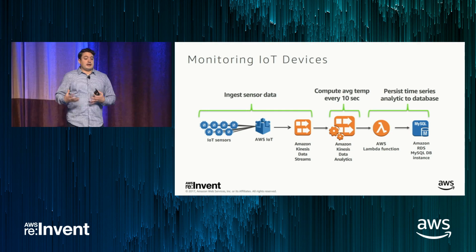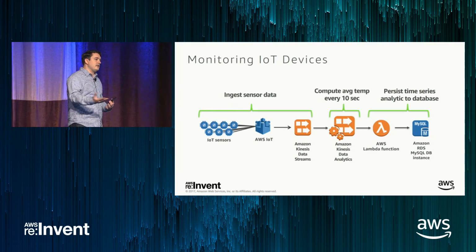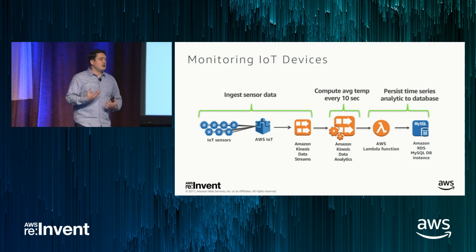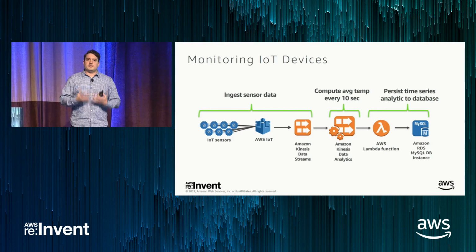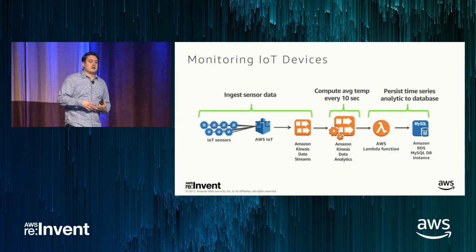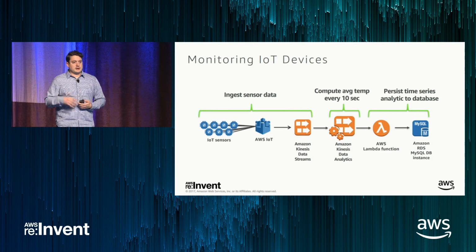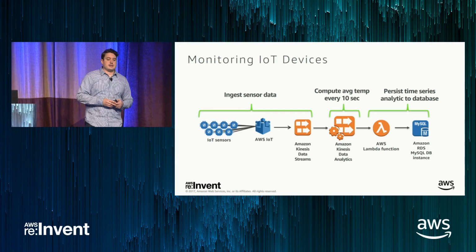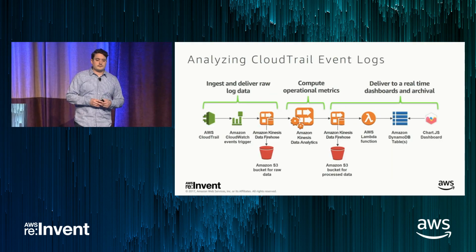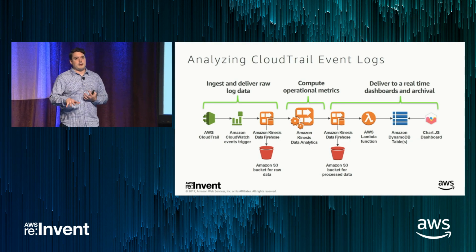So getting that data into that stream, and here we're computing the average temp every 10 seconds. So I've added the time parameter in which we're computing it. And then triggering, if a temperature reaches a certain point, you're triggering a Lambda function to perhaps react to the data or persist that data into a time series analytics database. So again, you see very common patterns around these common use cases because it's what we see customers typically do.